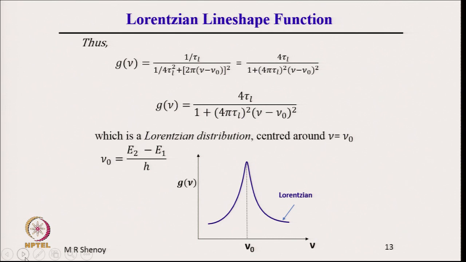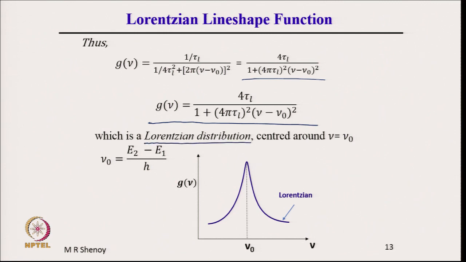So, what do we get? If we substitute 1 by tau L for L, we have this expression here, or it can be simplified to this expression here for G nu. That is written here: G nu is equal to 4 times tau L into 1 plus 4 pi tau L the whole square into nu minus nu 0 the whole square. A very simple mathematics, and this distribution is called a Lorentzian distribution.